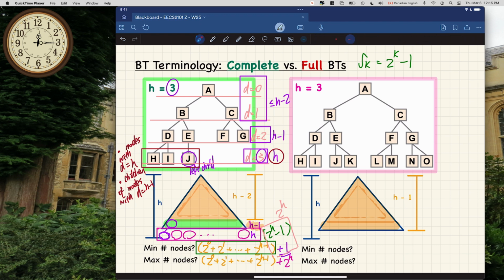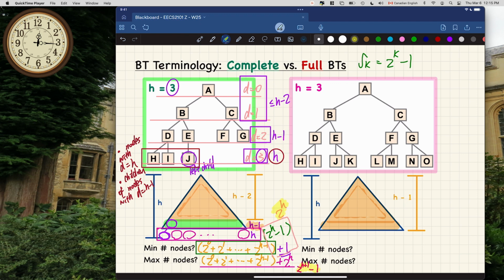Maximum, you can think about, we go from 2 to the 0 all the way to 2 to the h. How many terms? h plus 1. All right? So that one there, if you try to sum them up together, you basically got h plus 1 terms, so 2 to the h plus 1 minus 1. All right? So the final answer is minimum 2 to the h. Sorry, minimum will be 2 to the h. Maximum 2 to the h plus 1 minus 1.